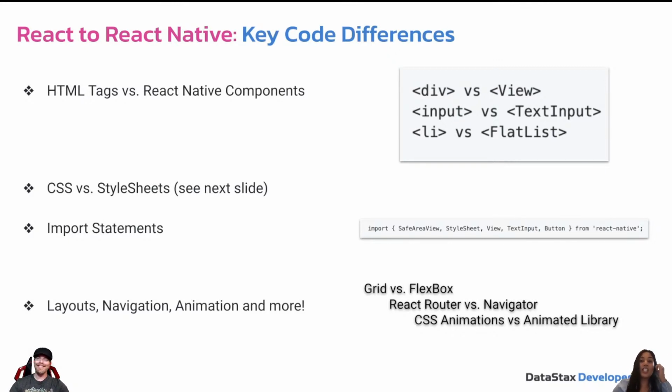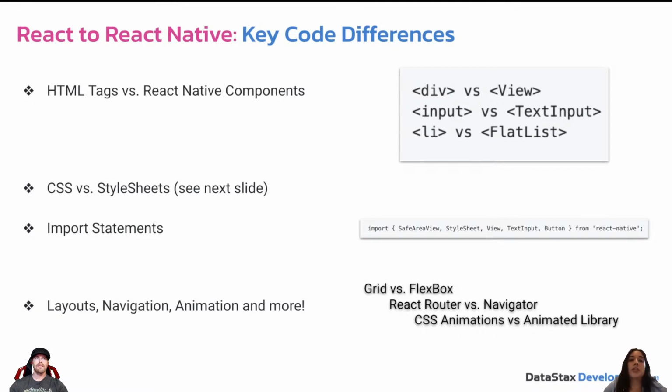So just to summarize some of the key code differences. The main one is HTML tags are no longer valid, and you have to use React Native components. So you can see here some of the parallels. Instead of div, you use view in React Native. Instead of input, you use text input. Instead of a list, use a flat list.